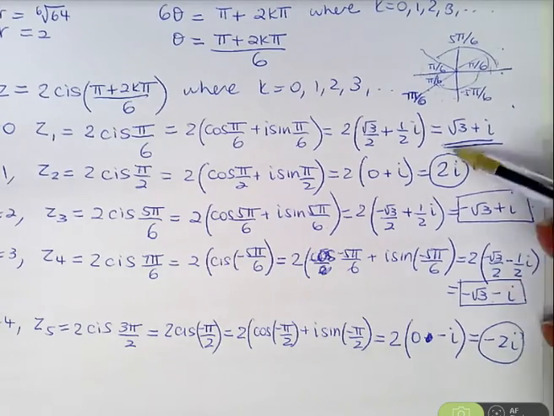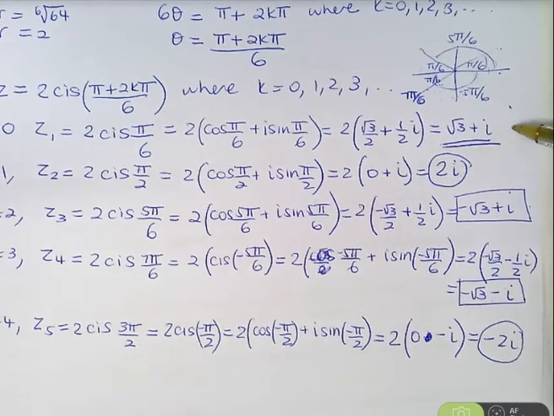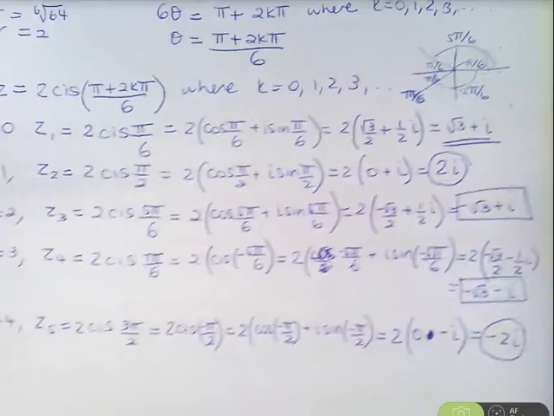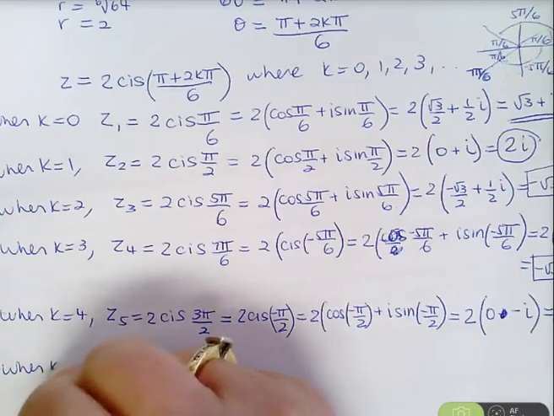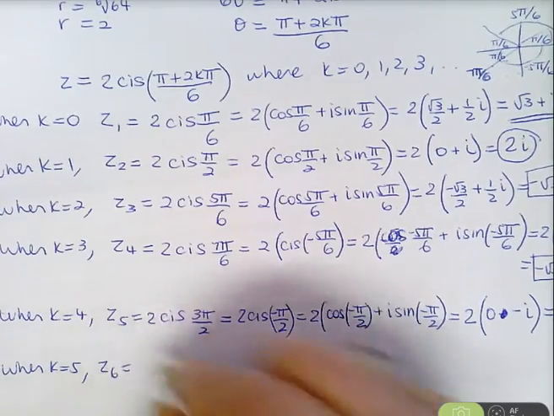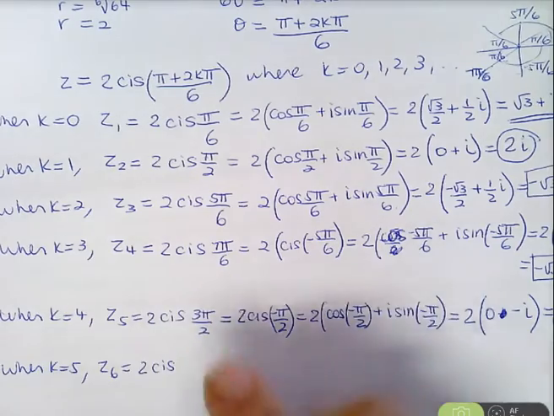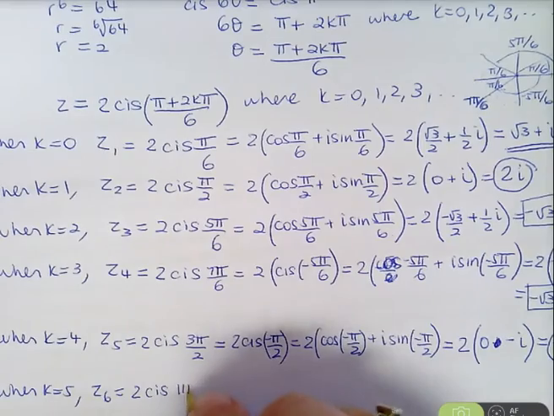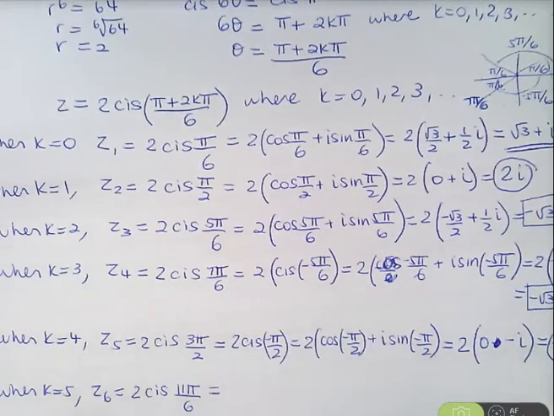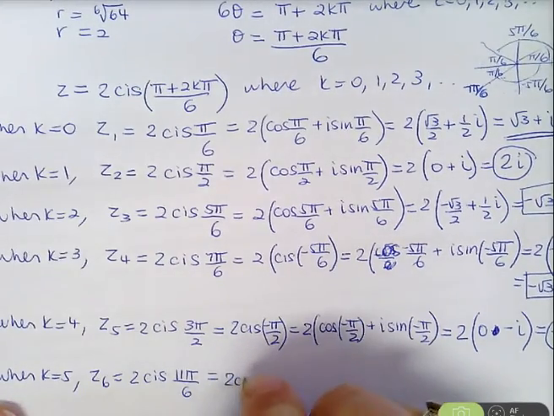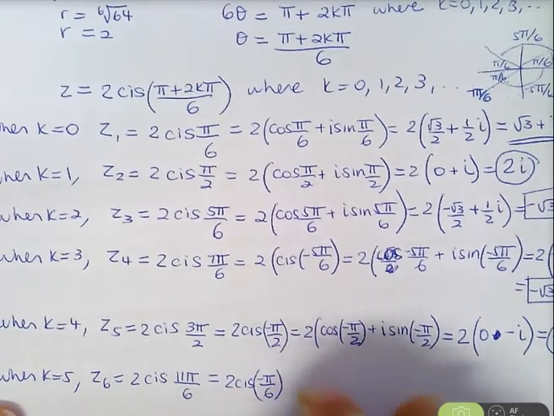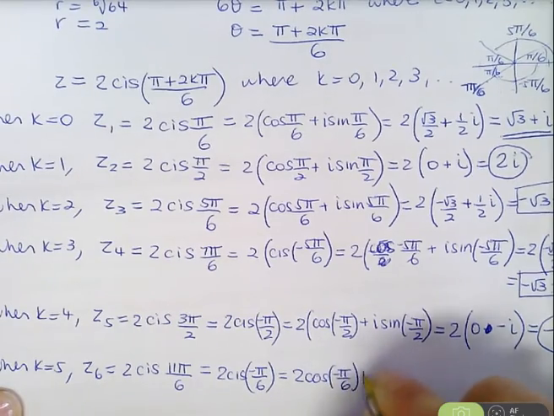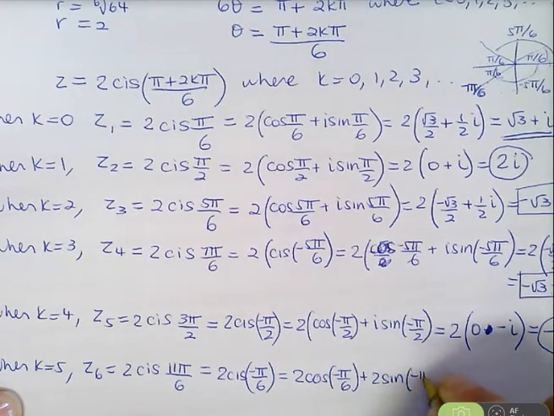Now we've got 1, 2, 3, 4. If you want to take a guess, the last root should be root 3 minus i, because this needs its conjugate pair as well. So let's look. When k is 5, the sixth root is 2 cis. Now when k is 5, we get 11 pi on 6, but that's obviously going too far round. That is the same as 2 cis minus pi on 6, which is 2 cos minus pi on 6 plus 2 sine minus pi on 6.